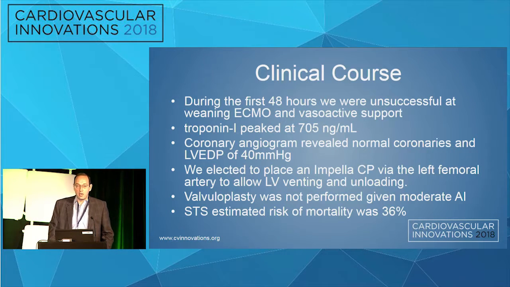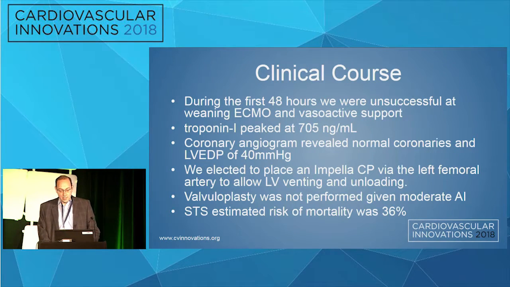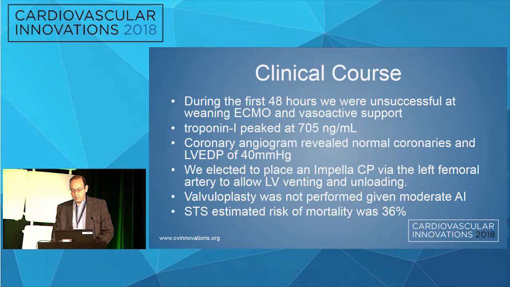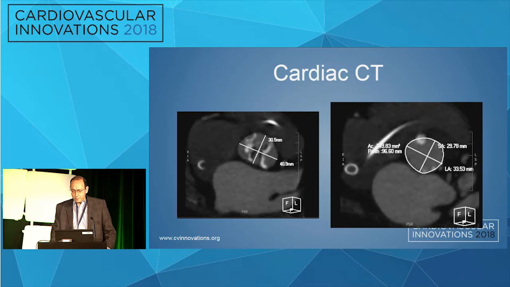So at that point, we were stuck. It's cardiogenic shock, troponin on the rise. We're not sure what was happening. We decided to put an Impella CP from the right femoral with the idea of venting and unloading the ventricle. We did not do valvuloplasty. I know Jeff is going to ask me to do valvuloplasty around the Impella, and we were worried about the AI. We did not think that we could tolerate any complication. And at that point, his STS mortality risk was around 36%.